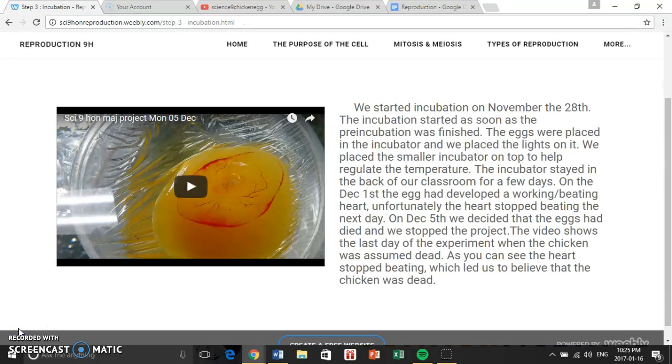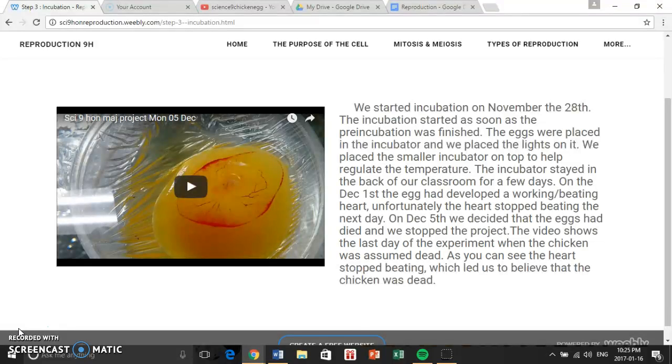The third step of the process was the actual incubation. We started incubation on November 28th with about 8 eggs inside the incubator. A few days later we realized that a few of the eggs weren't developing, so we realized that they were dead. We moved the remaining eggs to a smaller incubator. We waited a couple days to see how far they had developed.